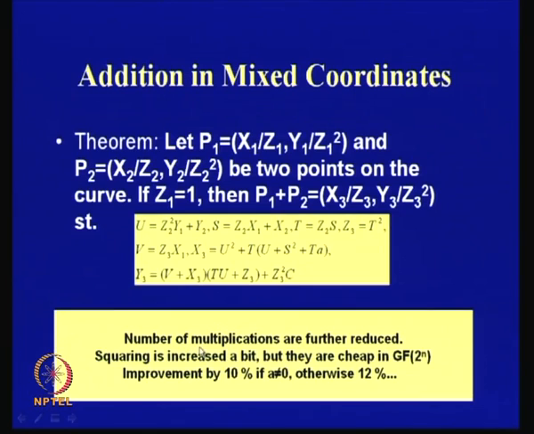But in this case the main thing we pointed out here is that the number of multiplications are further reduced, squaring is increased a bit, but they are cheap in GF 2 power n. There is a 10% improvement if a is not equal to 0, and if a is 0 then there is a 12% improvement. So, mixed coordinate systems are at times more efficient than even the projective coordinate systems.